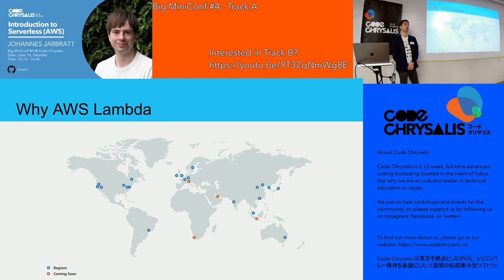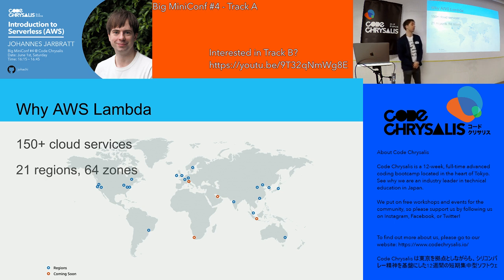So I just went in and counted them all, and there are over 150 different services. And Lambda is one of the services. They also exist in 21 regions. All the blue dots are different regions, and they have 64 zones. And the zone can be simplified as, yeah, it's a data center.